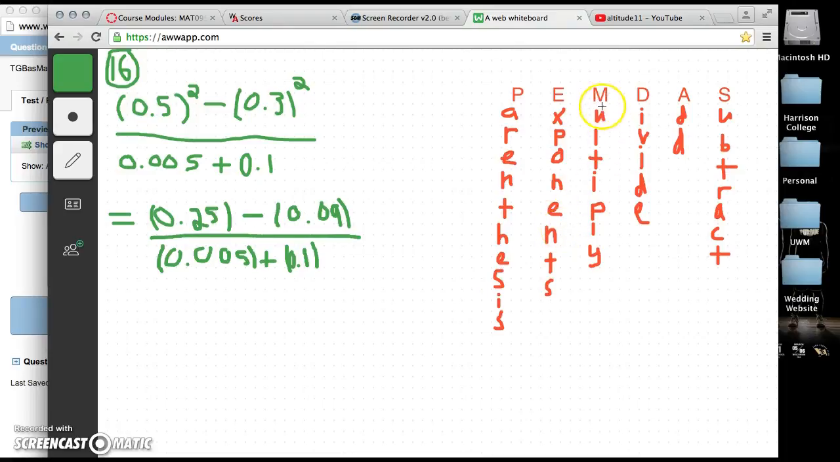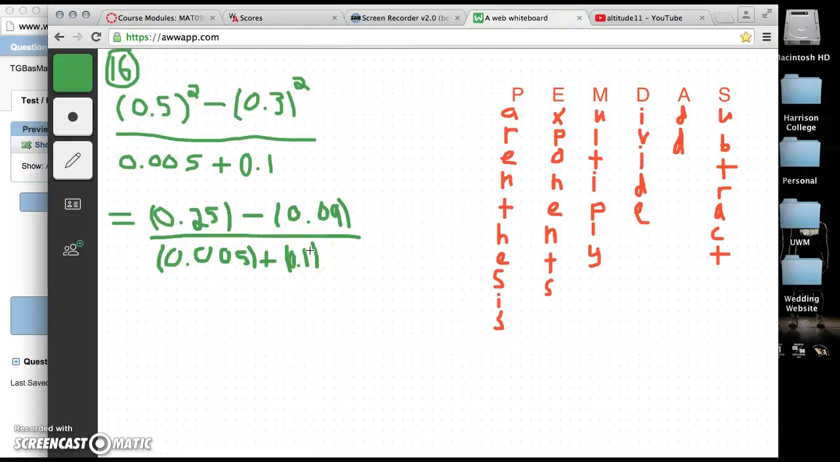Now if you look through and ask yourself, is there any multiplication? No, there's no multiplication to do. But is there any division? You'll see that yes, in fact, there is division. Notice that we're going to eventually have to take this numerator and divide it by this denominator.